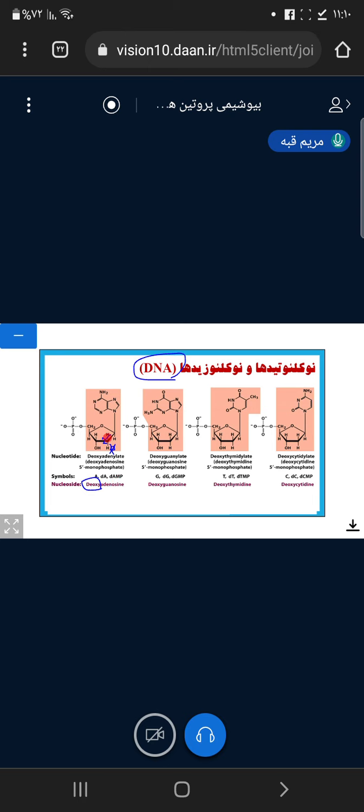In DNA the pentose doesn't have a hydroxyl group at 2 prime, so the name gets deoxy at the beginning.